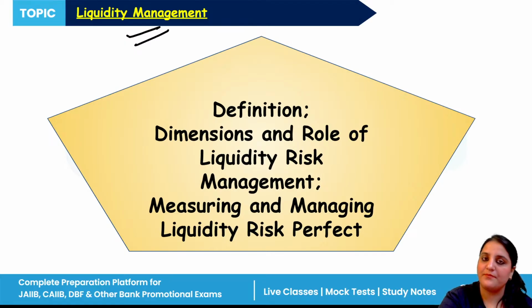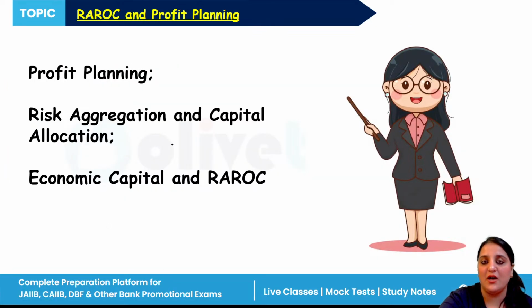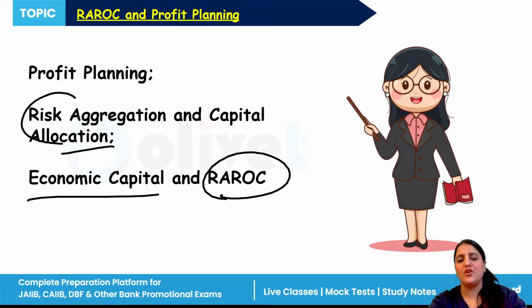Liquidity management, how to manage the liquidity, how to maintain enough cash. Then we have interest rate risk management, and last we have RAROC, profit planning, risk aggregation and capital allocation, economic capital, and also RAROC. RAROC is one of the most important methods that checks the profitability. So that is the syllabus, right?